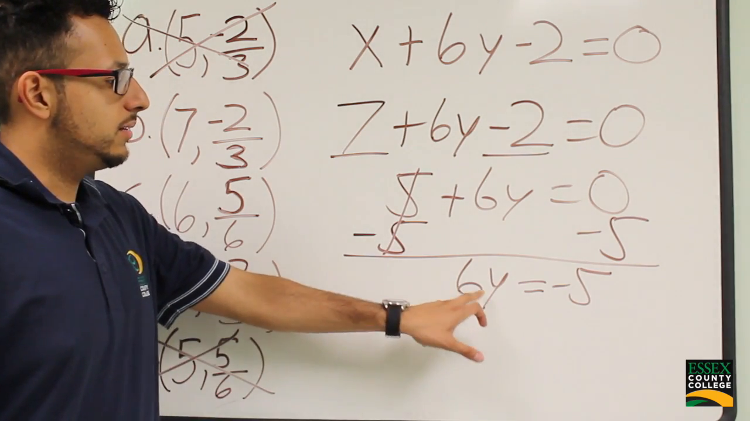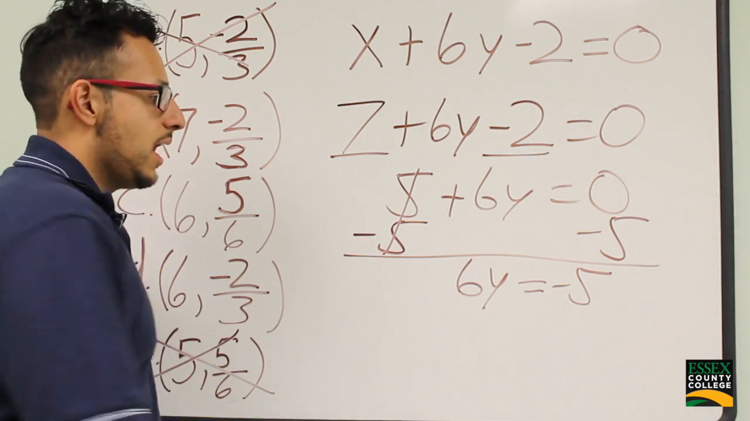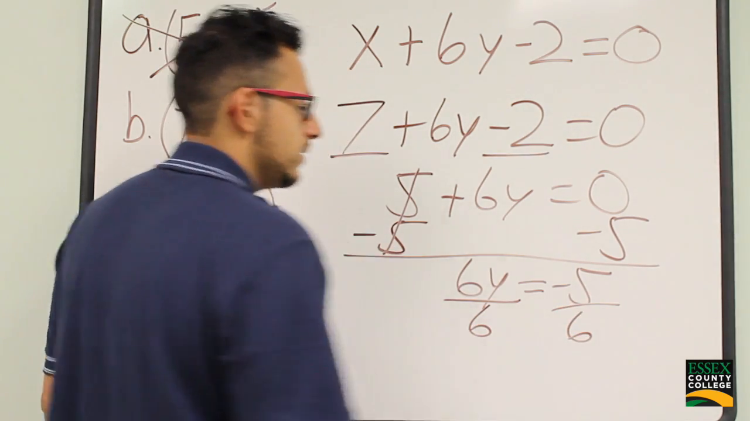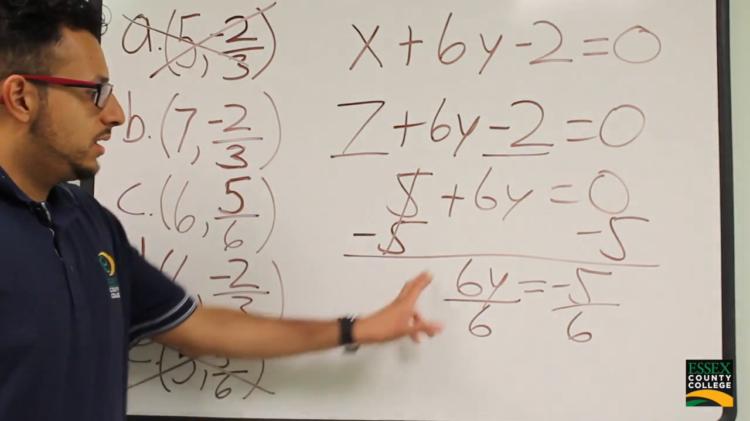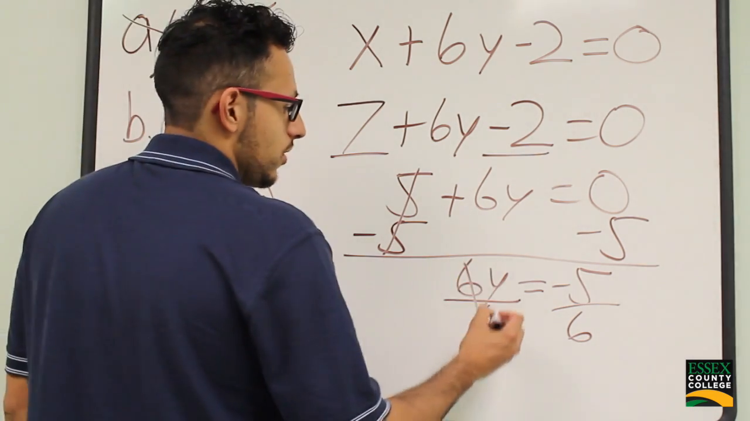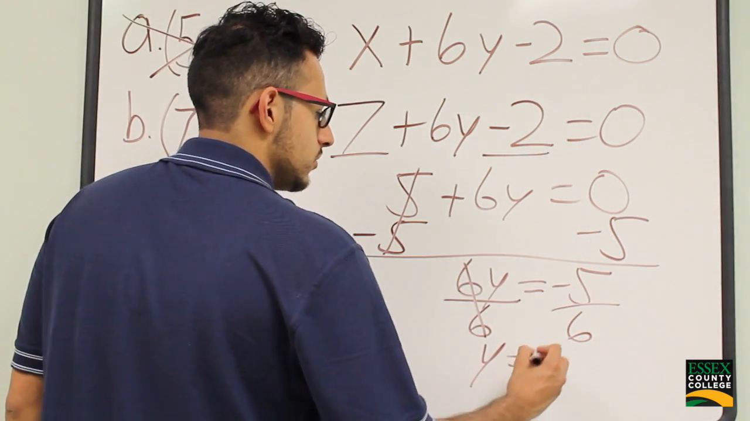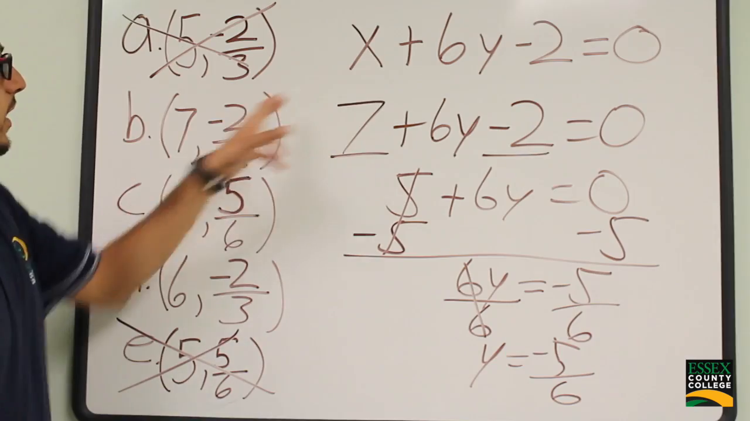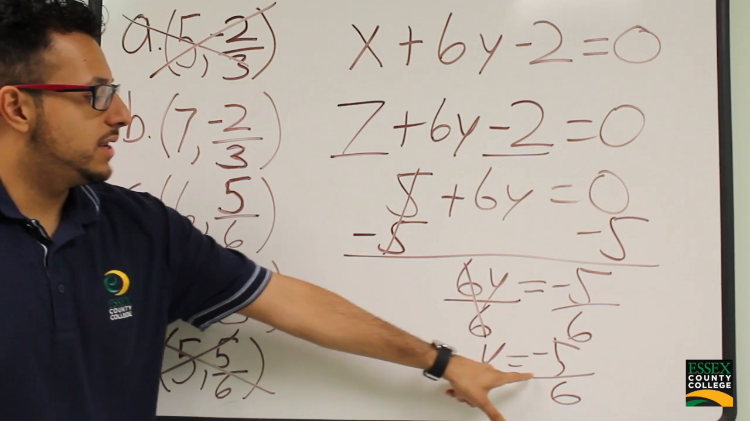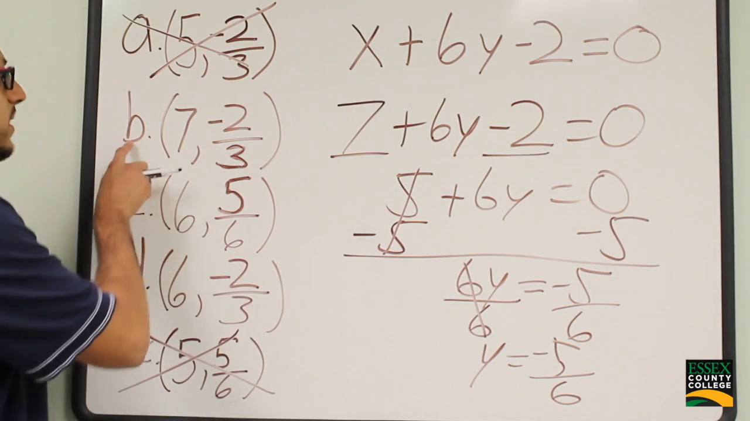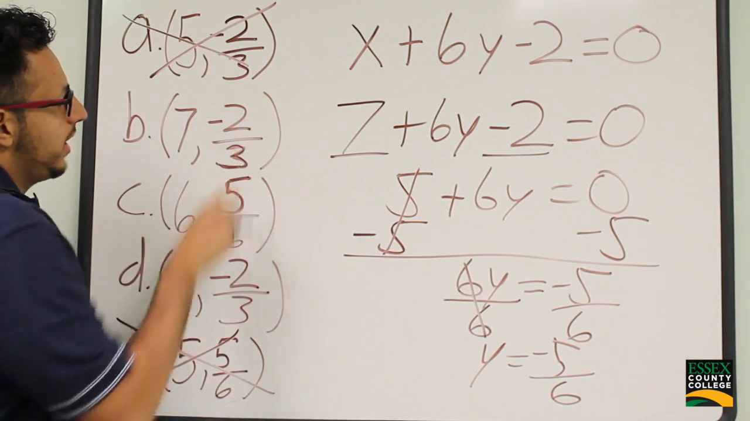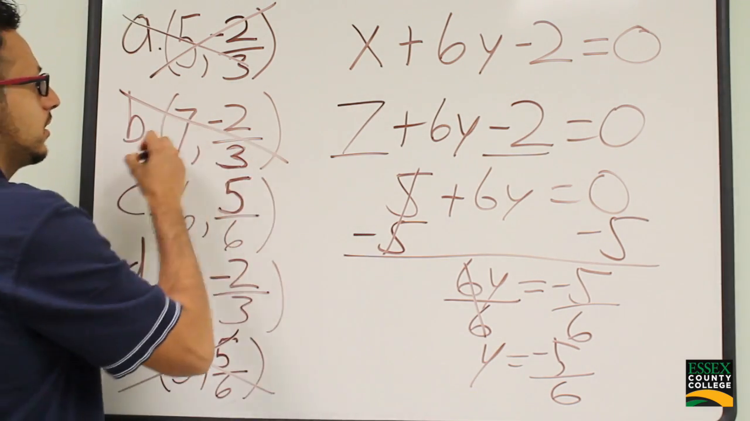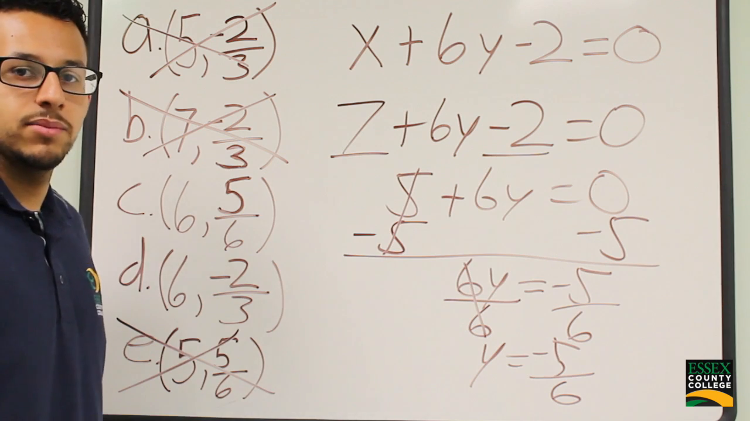Now to solve for y. This is multiplication, 6 times y. I have to do the opposite, which is division, so I have to divide by 6 to both sides. 6 divided by 6 is 1, so I'm left with y is equal to negative 5 over 6. When x is 7, we get y is equal to negative 5/6. And B says that when x is 7, y is negative 2/3. We see that it doesn't match, so B is not a possible solution.